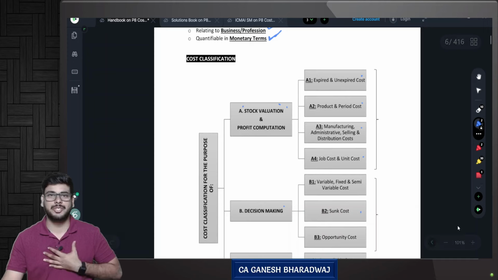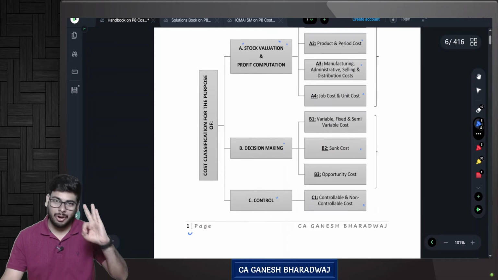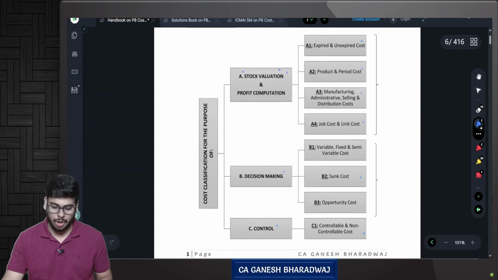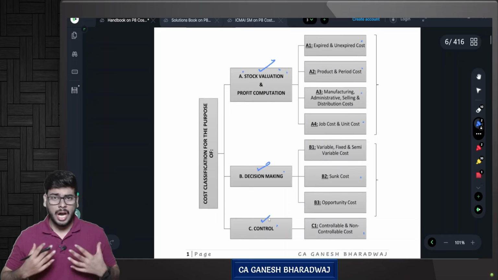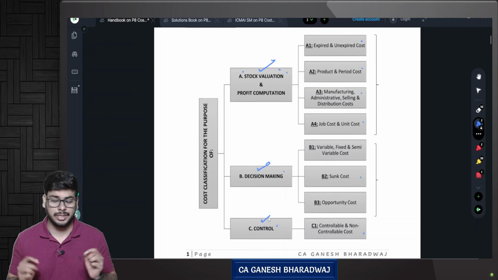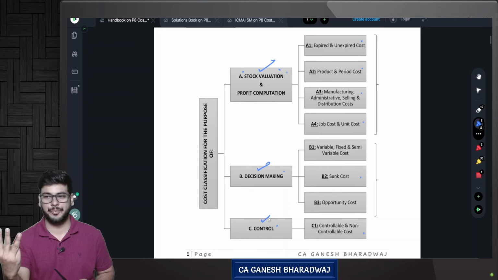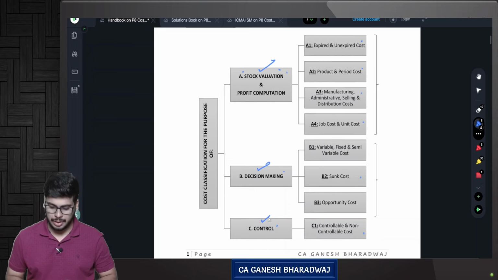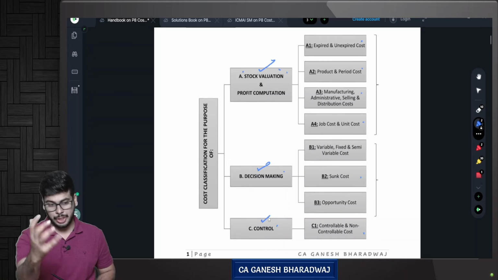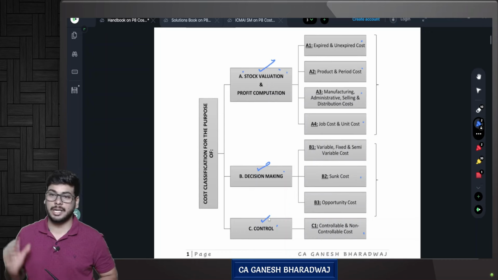Similarly, our subject has three purposes or three objectives. What are the three objectives our subject has? Stock valuation and profit computation, decision making, control. Please carefully listen, our subject has three objectives: stock valuation and profit computation, this is one objective of the subject; decision making, this is another objective of the subject; and control, this is another objective of the subject.